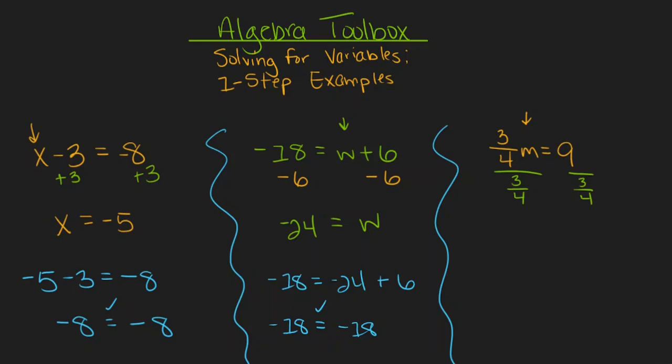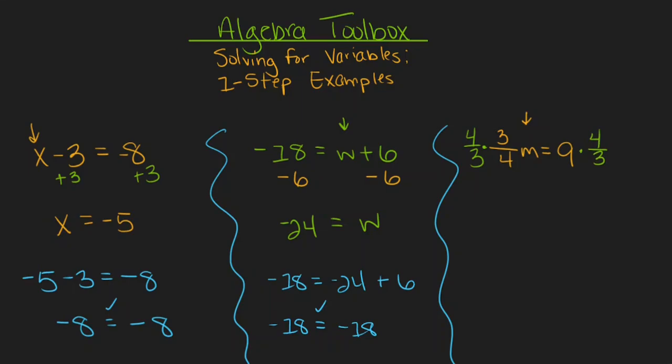But if you're like me and prefer doing the multiplication, we can take a look at how that will work. So instead of dividing by 3/4, I'm going to choose to multiply by the reciprocal, which is flip-flopping the numerator and the denominator. So instead of 3/4, I'll have 4/3. Since I'm multiplying by 4/3 on one side of the equal sign, I have to make sure to do that on the other side as well.